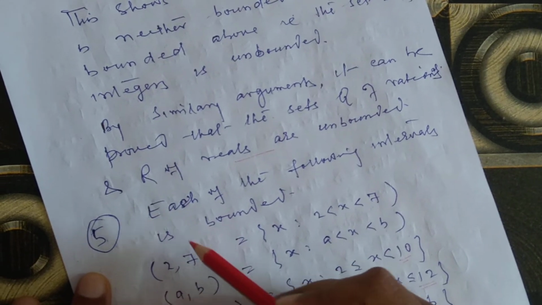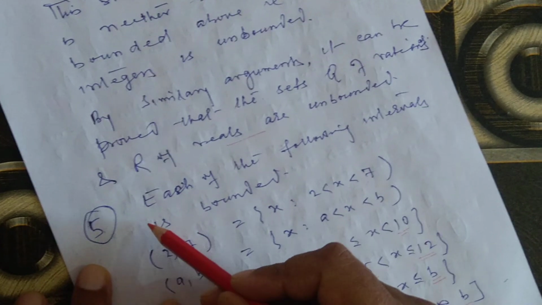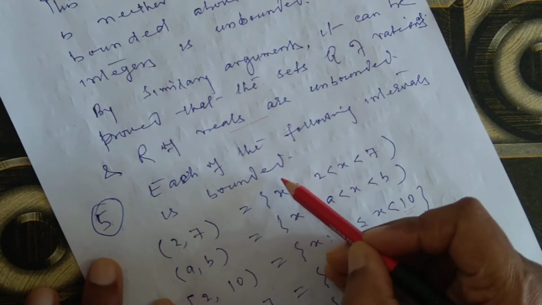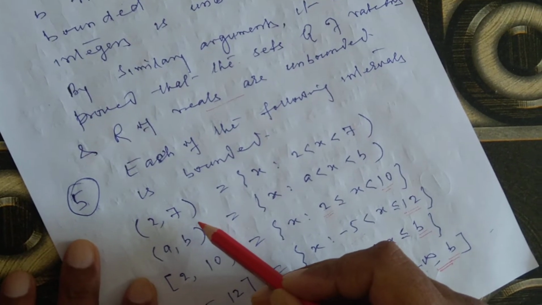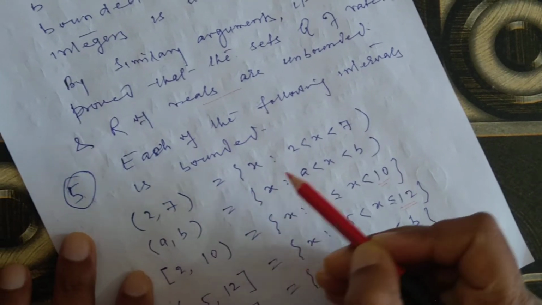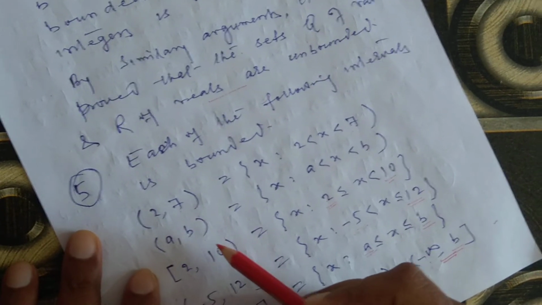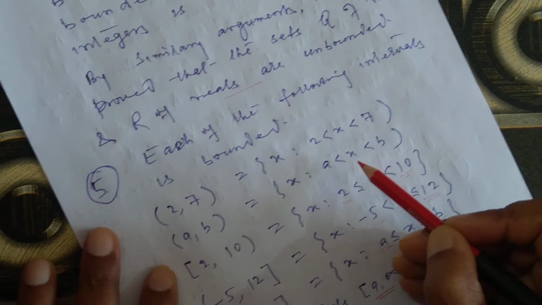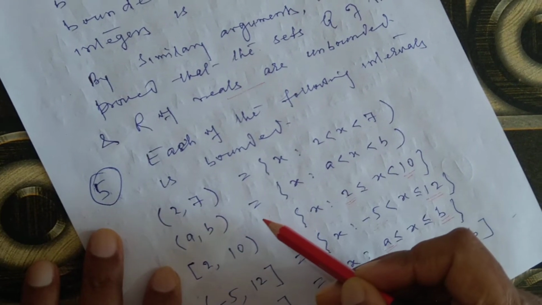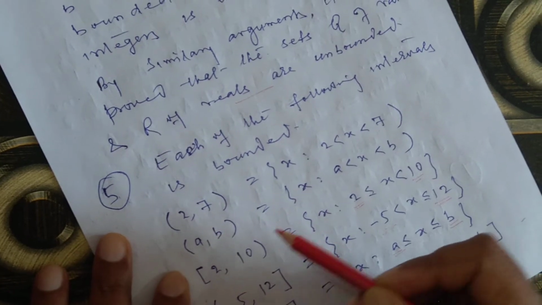Now let us consider the following example. Each of the following intervals is bounded. You should know that an interval is an infinite set. An interval always denotes an infinite set, whether it is open or closed or semi-open or semi-closed, etc.